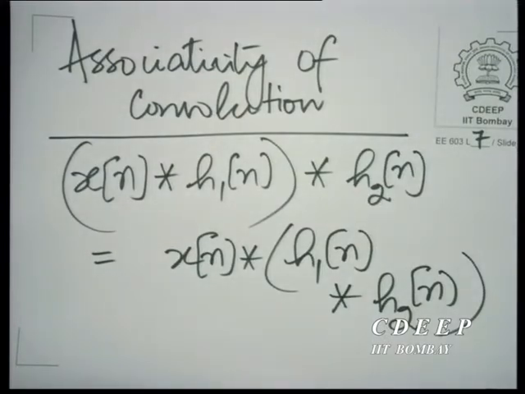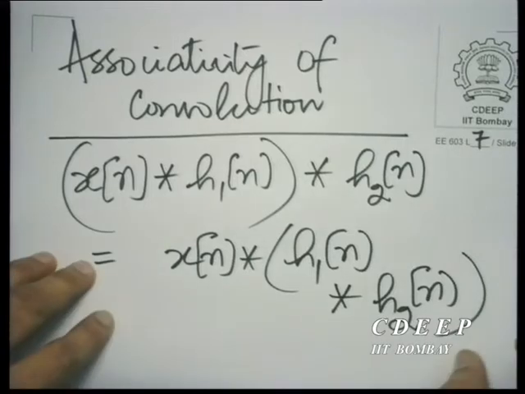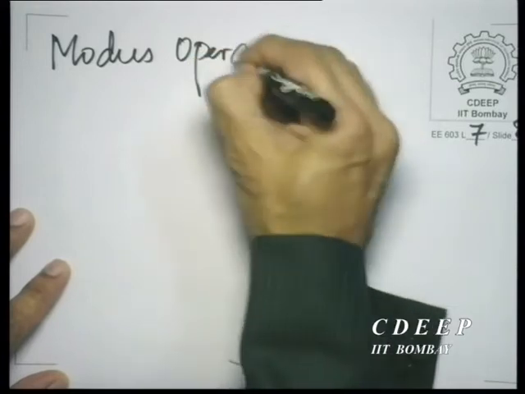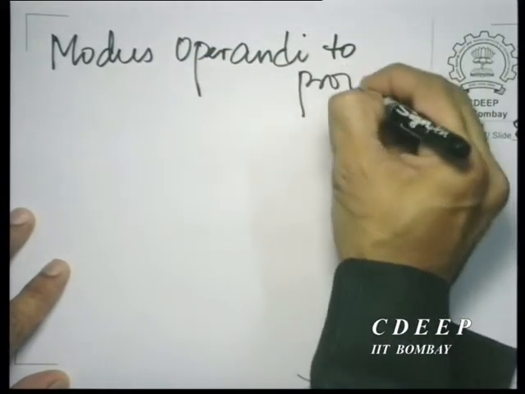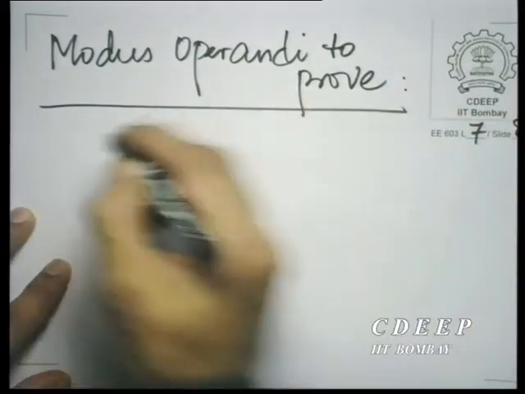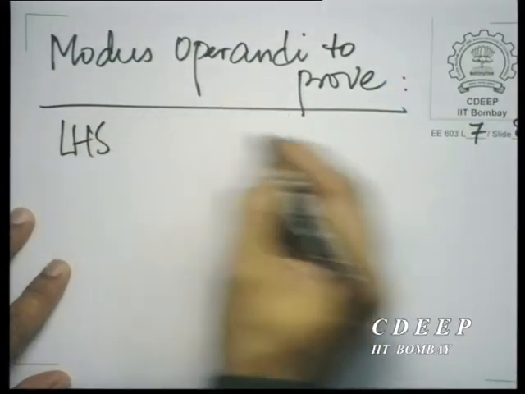Now, let us take the left hand side. I shall indicate to you the modus operandi of the proof, and I shall leave some steps of the proof to you to complete. Is that right? So, the modus operandi of the proof, or the method, the process to be followed to prove this is as follows. Consider the left hand side.